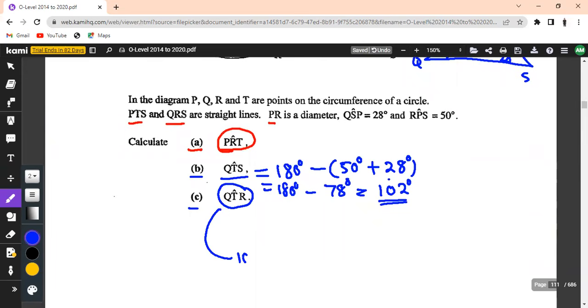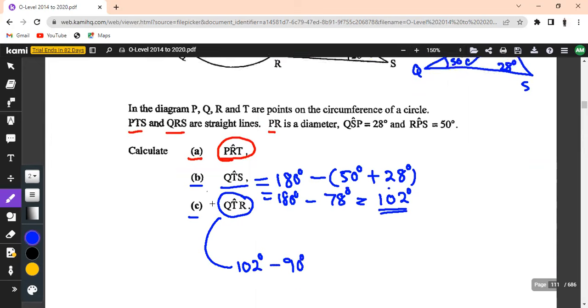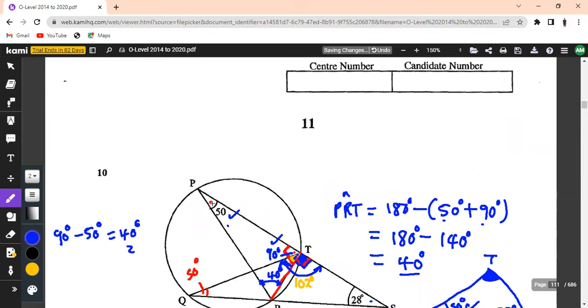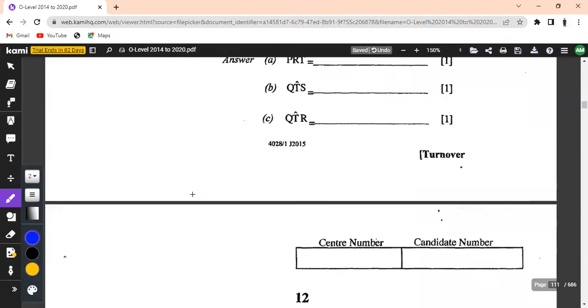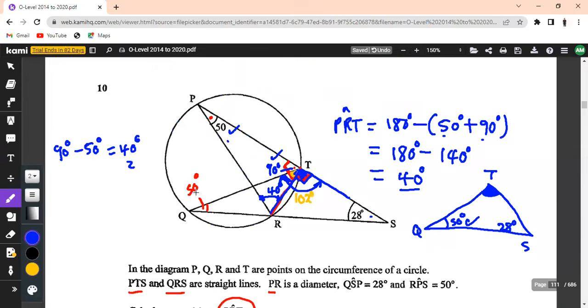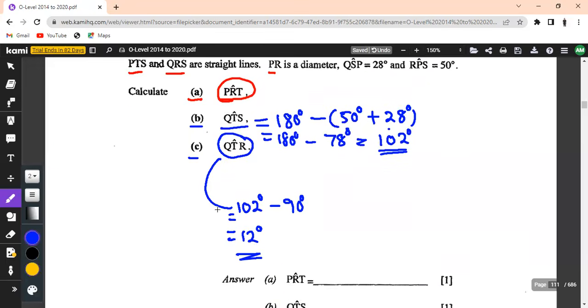So it is going to be 102 degrees minus this 90 degrees. The moment we remove this 90 degrees, it means we are left with this angle here. That is the idea there. So by removing 90 degrees, our QTR is going to be 12 degrees. If you subtract properly, that's what you're going to have. So that was it, guys. It's just a matter of working with the different questions so that you can understand geometry.